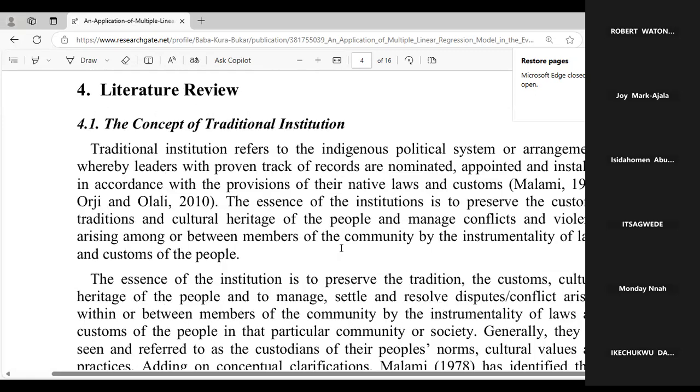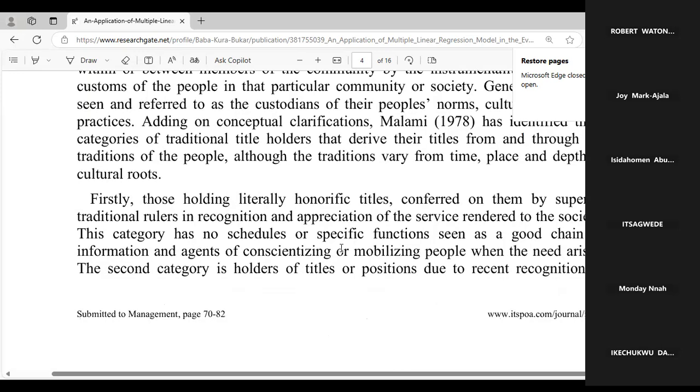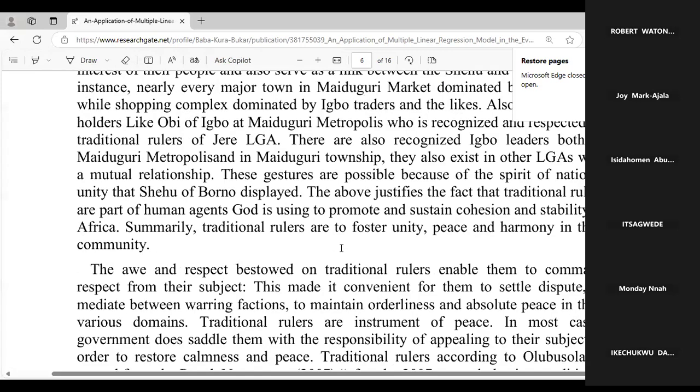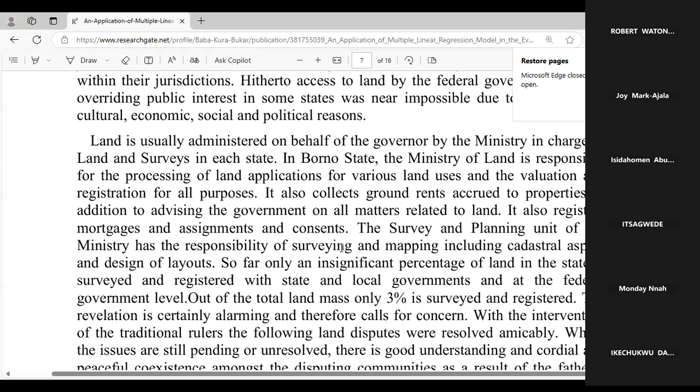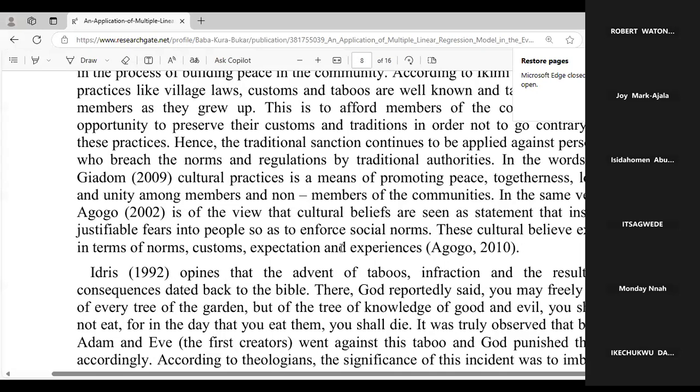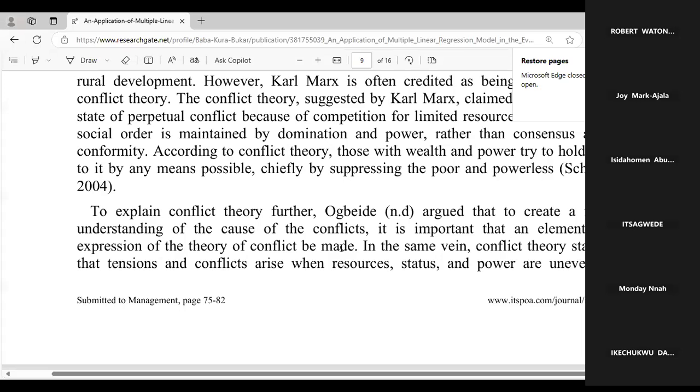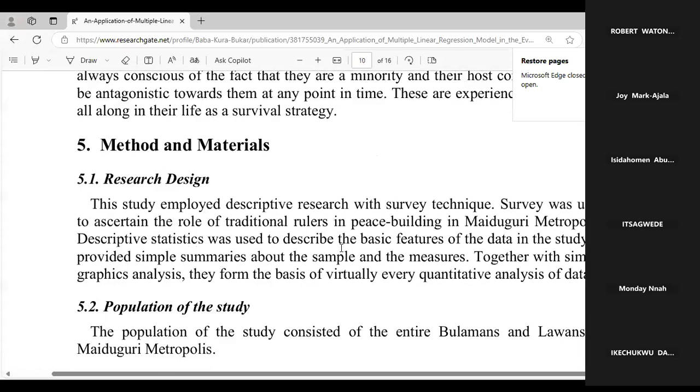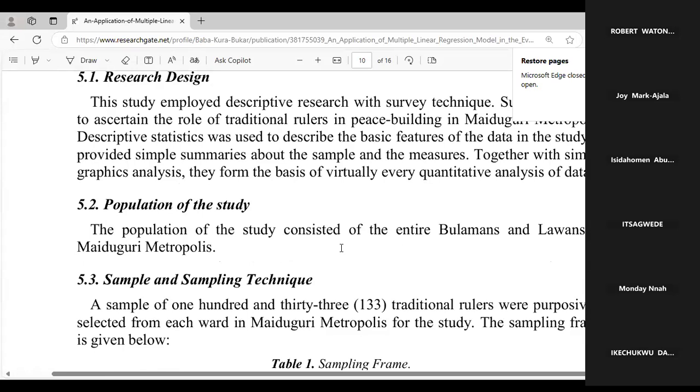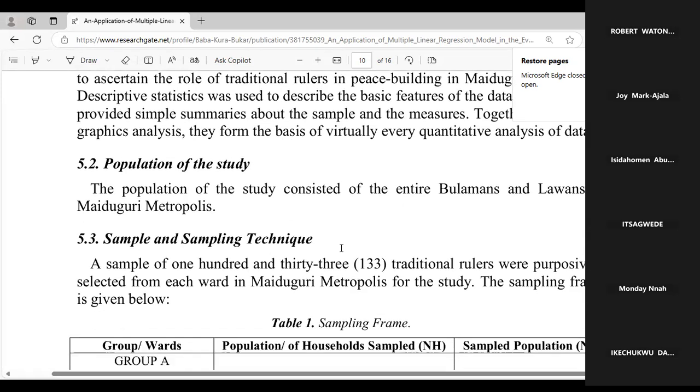So, still looking for that multiple regression. Let me see if I can find it. Even though the abstract says they are using descriptive statistics, conflict theory, method, descriptive, survey, technique, to ascertain the role. Together, the simple graphic, they form the basis for virtually every quantitative analysis. Where is that? See, we have seen research design, we have seen sampling.